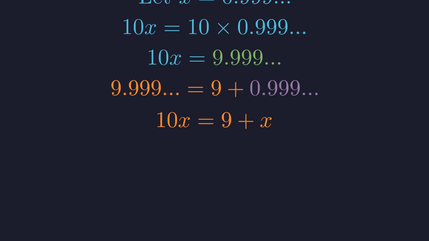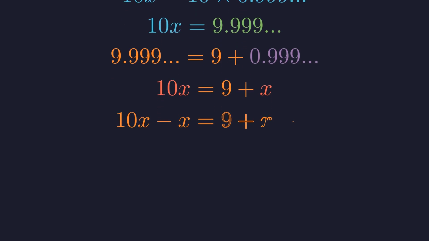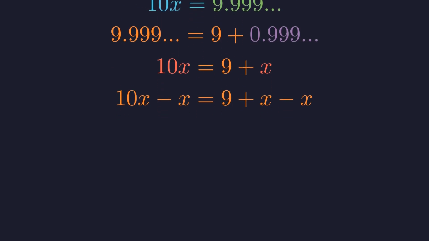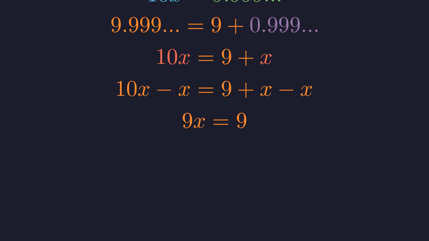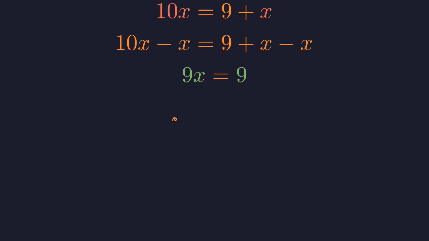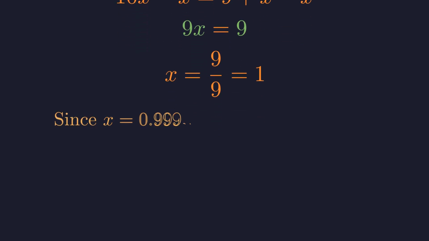This gives us 10x equals 9 plus x. Now we have a simple algebraic equation. Let's subtract x from both sides. This simplifies to 9x equals 9. Dividing both sides by 9, we get x equals 9 over 9, which equals 1. And since x was defined as 0.9999..., we have our result.